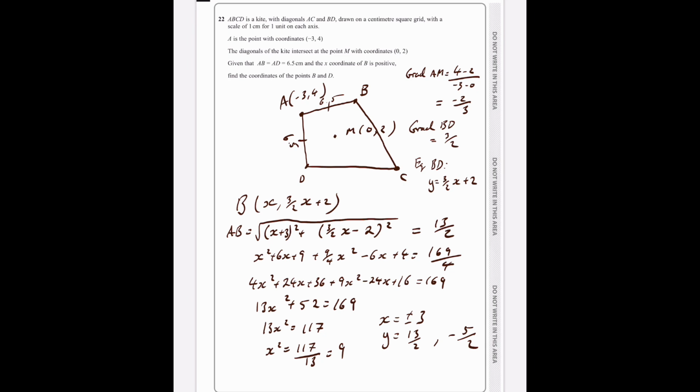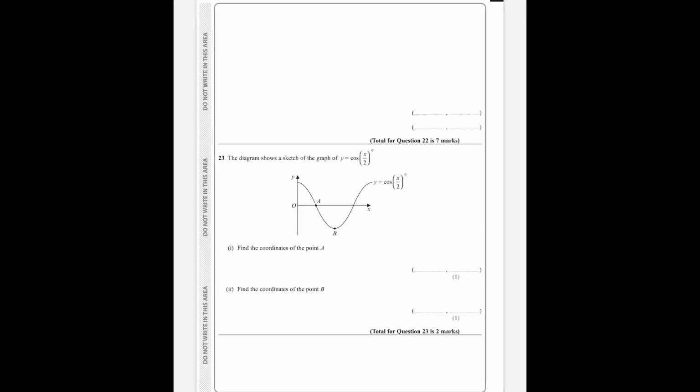Plug those back into the equation of the line BD, and we get y coordinates of 13 over 2 and negative 5 over 2. And those are the two pairs of coordinates for this question. Those would be my B and my D. There you go.